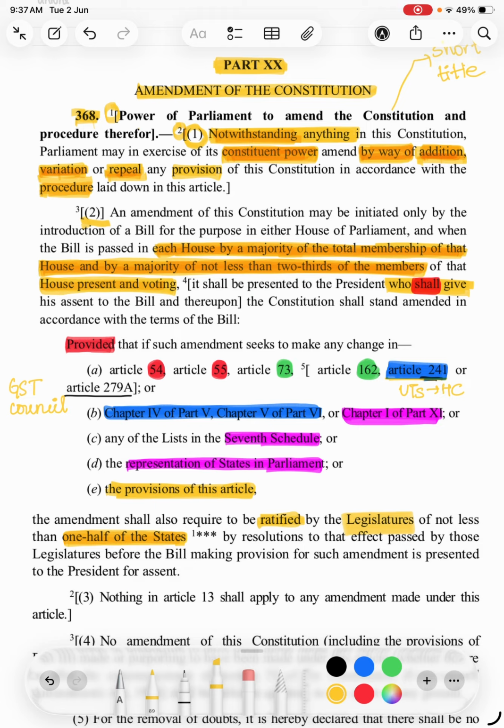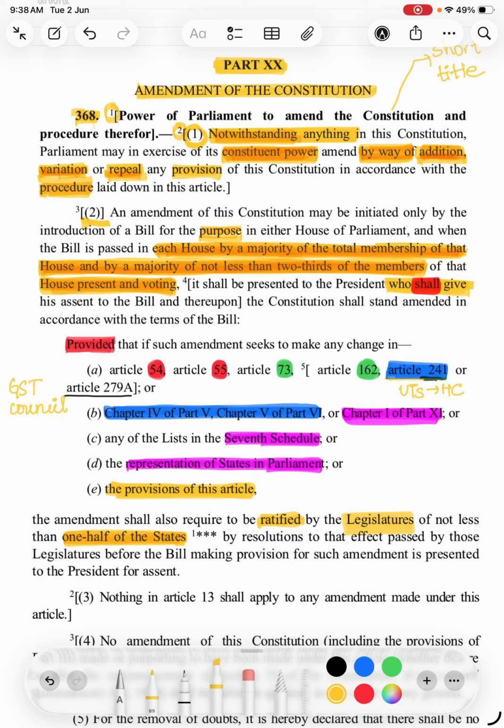An amendment of this constitution may be initiated only by the introduction of a bill for the purpose. What is the purpose? The purpose is to amend the constitution, in either house of parliament, and when the bill is passed in each house, it should pass by a majority of the total membership of that house and by a majority of not less than 2/3 of the members present and voting. So this is special majority. We all know what special majority is. I'll also explain what special majority is.